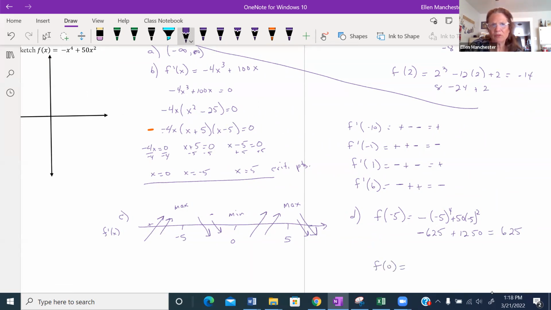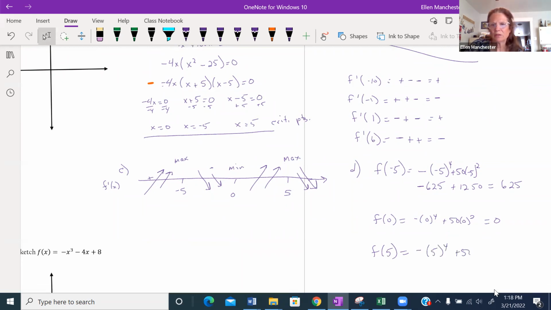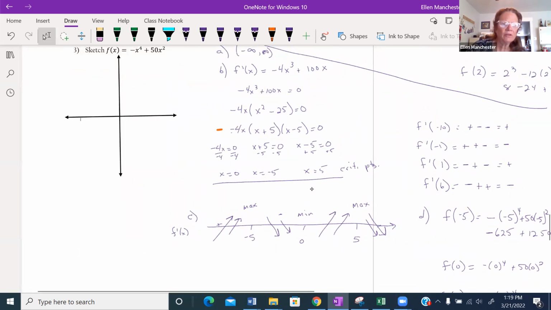And we're going to plug in our minimum of 0. So we have 0 to the 4th plus 50 times 0 squared, which is all 0. And then we're going to find out how high we are at +5. So we have 5 to the 4th is 625 with 1 negative in front. And then again, it's 1250, so 625. So our graph is going to look like this. At -5, we have a max of 625. We have a minimum at 0, 0. And then we have another max at 5 and 625.